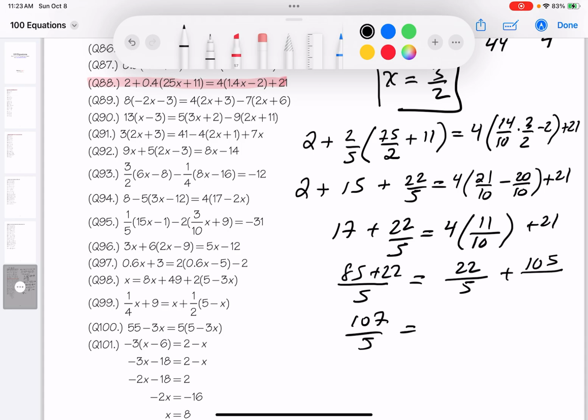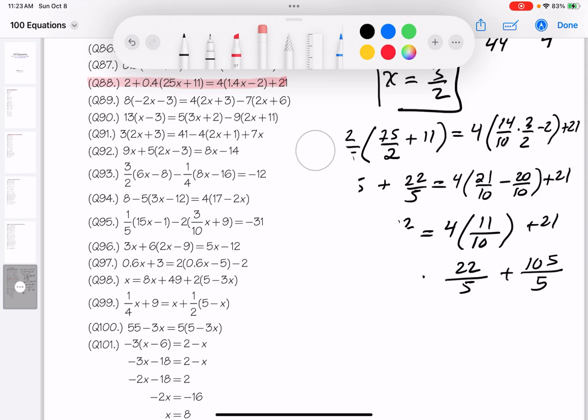I think I made a mistake somewhere, too. Let me just check it. 2, 22, 50, 85. We have to check where the error is now. And you'll say why I'm not getting the right answer, because 22 plus 105 is not 107. So I made a mistake somewhere. So someone says, if you were on an exam, what would you do? I would go back and check it.